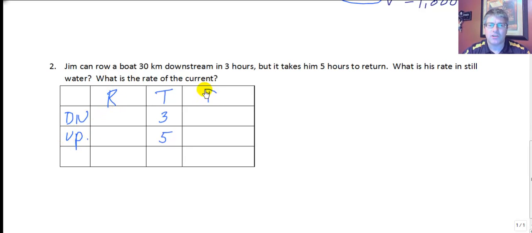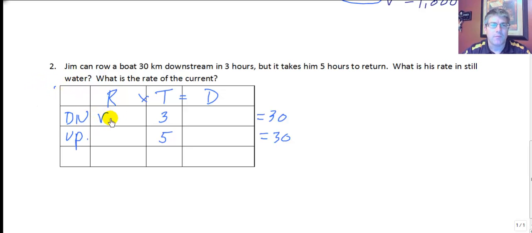And we fill out our chart, rate times time equals distance. I've got some times, the 3 hours and the 5 hours. My distance is 30, but distance is really going to be rate times time here. So I know my distance down is 30, I know my distance up is 30. We want to find out the rate in still water and the rate of the current.